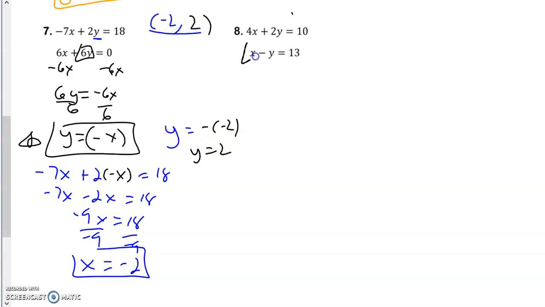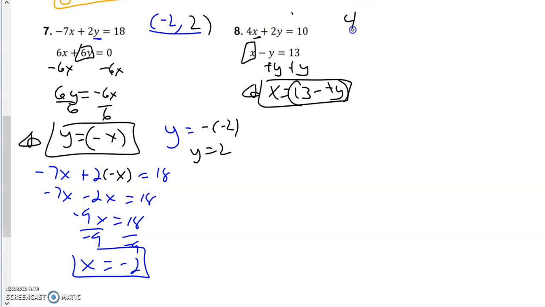Taking a look at this one, I'm usually looking for the positive, so I'm going to add y to both sides. So I get x equals 13 plus y. Put a box around it. I'm going to star it, and I'm going to place it for this x up here. So I'm going to go 4, and then I'm going to put in 13 plus y equals, so I'm going to have 13 plus y, and then I'm going to have 13 plus y plus 2y equals 10.